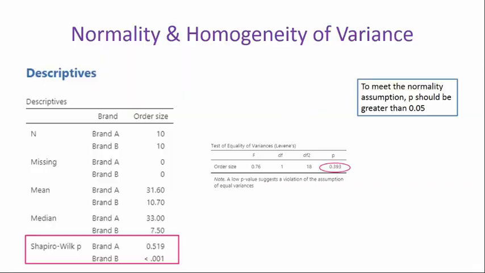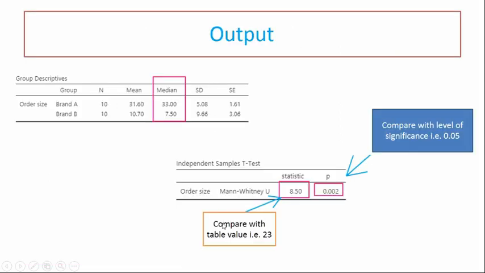Normality and homogeneity of variance I have already shown you. To meet the normality assumption, p should be greater than 0.05. It is not greater than 0.05, which means the normality assumption has been violated. Now, how to take the decision? This is our main table. This is the Mann-Whitney U-test statistic, which I have also calculated by the manual method. Compare this with the table value, 23.